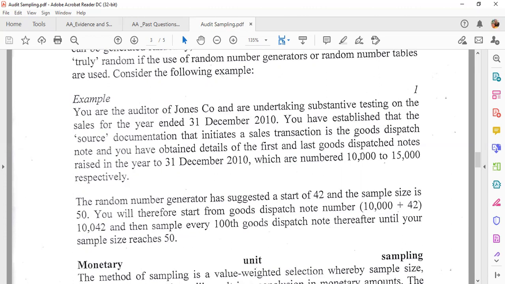So that means that we have 5,000 dispatch notes during the year. So if the random number generated suggested 42 and the sample size is 50, you would therefore start from goods dispatch note 10,042, and then sample every 100th goods dispatch note thereafter till the sample size of 50, till you have checked 50.